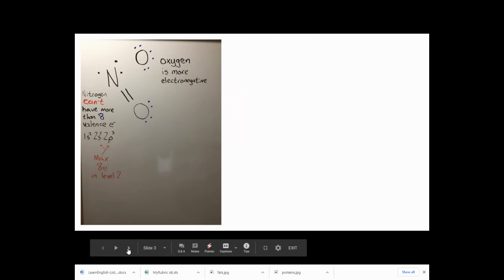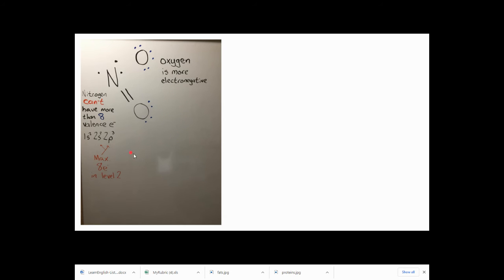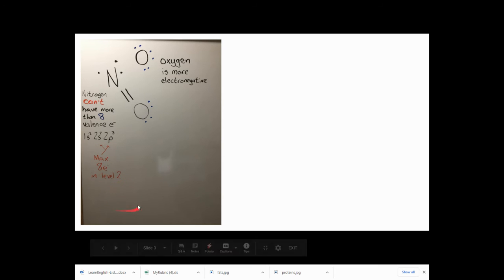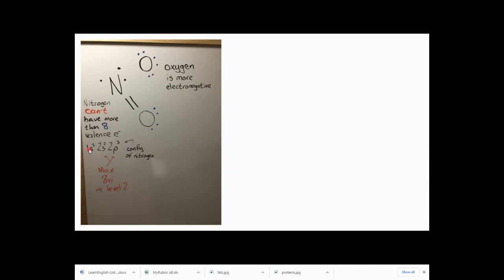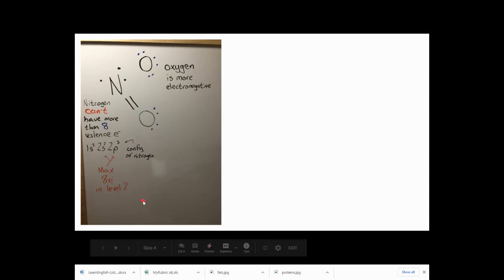Why is that? Well, oxygen is more electronegative than nitrogen, and there is one thing that we need to take into account in order to explain this. Nitrogen cannot have more than 8 valence electrons. That is, in the second level there is a maximum of 8 electrons. Why is that? Because the configuration of nitrogen is 1s2, 2s2, 2p3. Let us remember that in 2p we can hold up to 6 electrons. That is why nitrogen cannot hold more than 8 electrons. It is not physically possible.